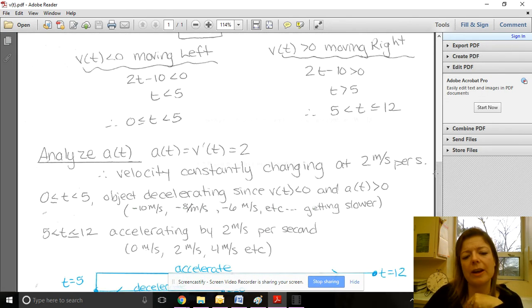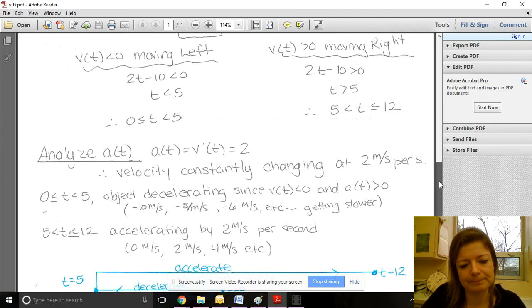So then we look at when it's moving left and when it's moving right. So it's moving left when velocity is negative. So in this case, that's between 0 and 5 seconds. And it's moving right when velocity is positive. So notice that's between 5 and 12 seconds. Okay, notice that I include 12 and I include 0, but I do not include 5 because it is moving neither right nor left when it changes direction.